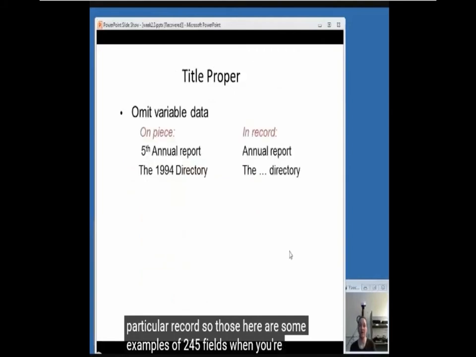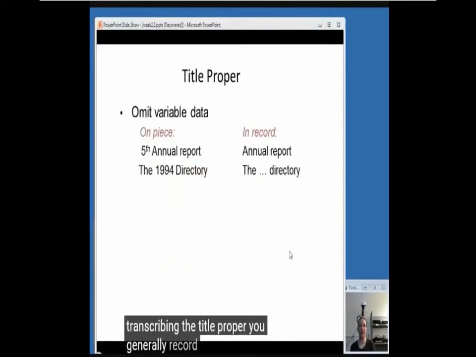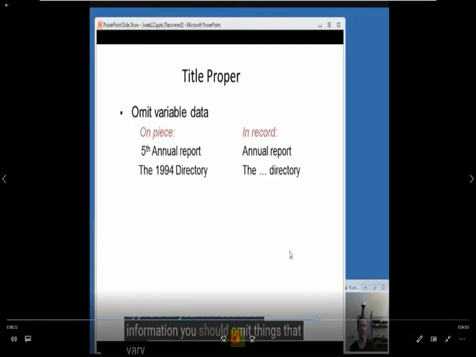When you're transcribing the title proper, you generally transcribe it as it appears on your preferred source of information. You should omit things that vary.